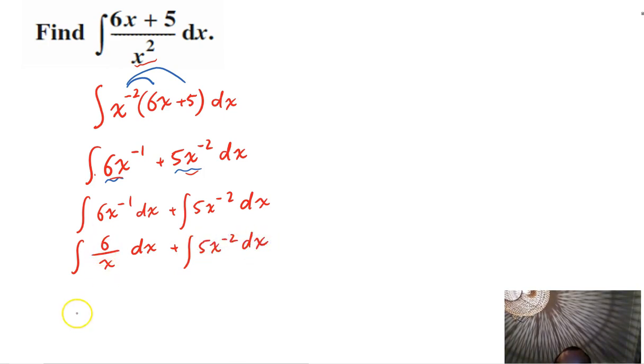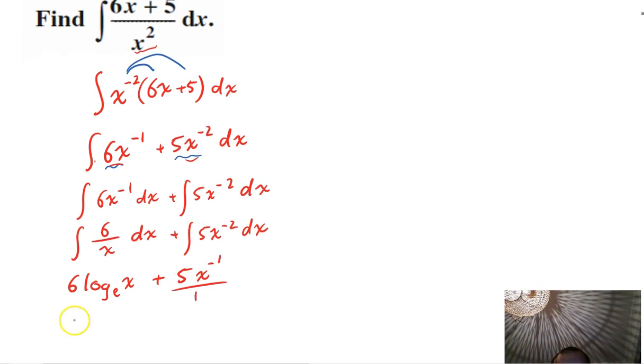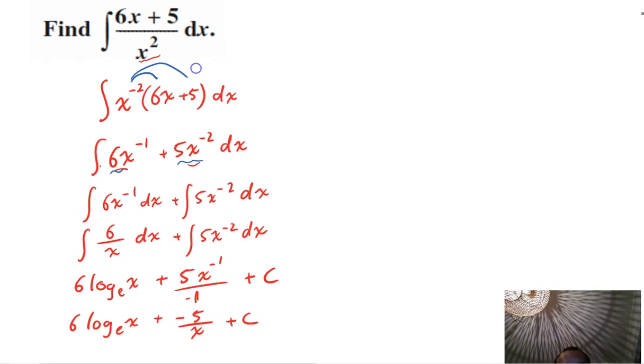All right, so that's going to be a log. It's going to be 6 log e of x, and the integral of this is going to be 5x to the negative 1 over negative 1. And I can just tidy that up a little bit. Oh, don't forget your plus c. I can say that that's 6 log e of x plus, and the x can come to the bottom. Oh, that should be a negative 1. So the x can come to the bottom now, and it'll be negative 5 over x plus c. And that's my answer. So that's one way of doing it.